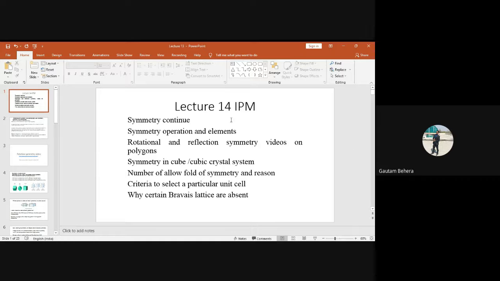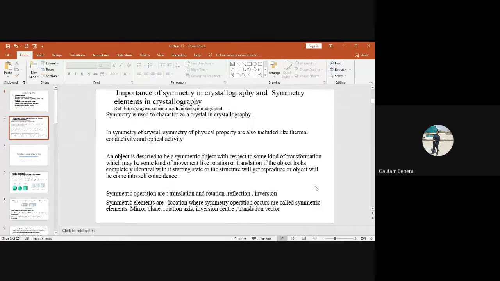So these are the contents of today's topic: symmetry continues, symmetric operations and elements, rotational reflection symmetry, videos I'll show you on polygons, and I'll also discuss symmetry in cubes or the cubic crystal system, the number of allowed folds of symmetry and the reason, criteria to select a particular unit cell, and why certain Bravais lattices are absent. Okay, so these are the topics.